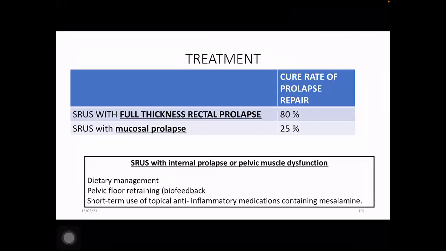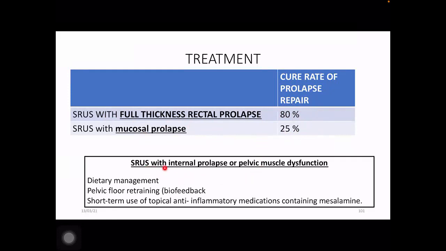SRUS with full thickness rectal prolapse, if you do a prolapse repair, there is an 80% chance of healing. But SRUS with only a mucosal prolapse, there is only a 25% chance of the SRUS healing. Therefore, prolapse repair is not recommended for SRUS with only mucosal prolapse. So remember this point: SRUS with full thickness rectal prolapse, repair has a role. Whereas SRUS with mucosal prolapse only, prolapse repair doesn't have a role because the cure rate is only 25%.